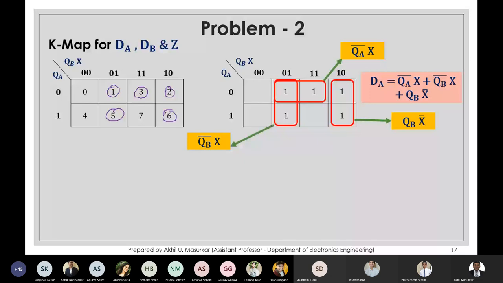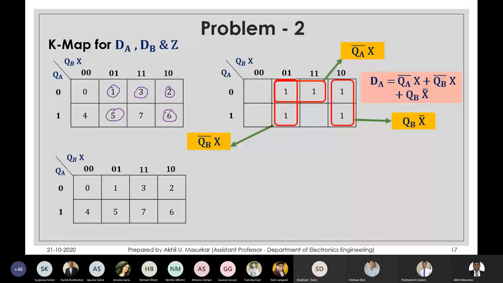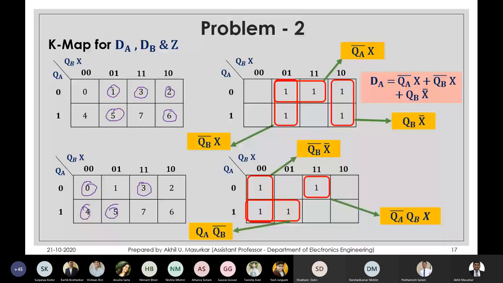Can somebody tell me the min terms for DB? Sir, 0, 3, 4, and 5. Let's check that out. Okay, that is also correct. So just copy the second K map, not the first one. The K map in which the pairs are shown.